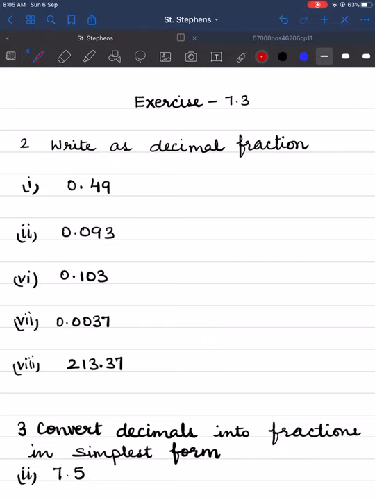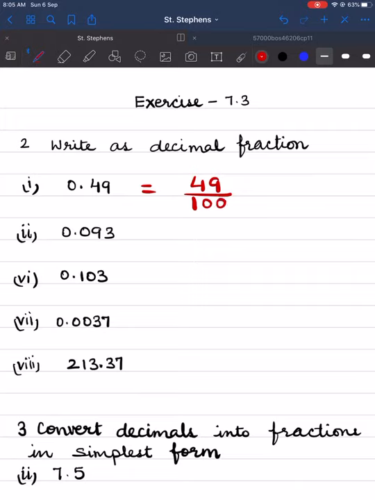First part 0.49. Now first write the number without a decimal point as the numerator of the fraction and 1 in the denominator. Now, as there are two decimal places in the number, we write two zeros after 1 in the denominator. So, we get 49 on 100.